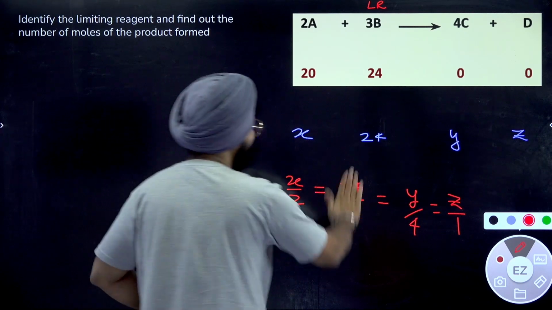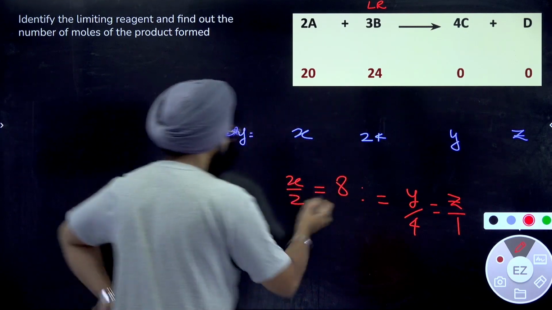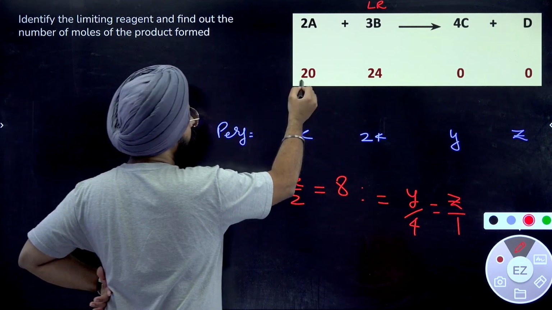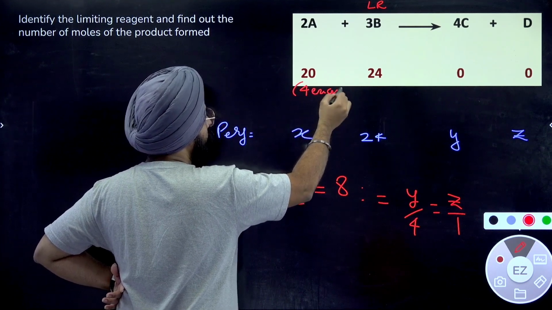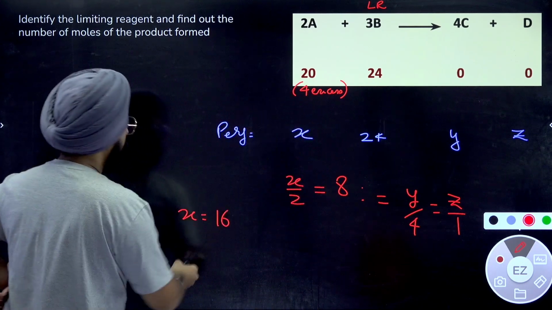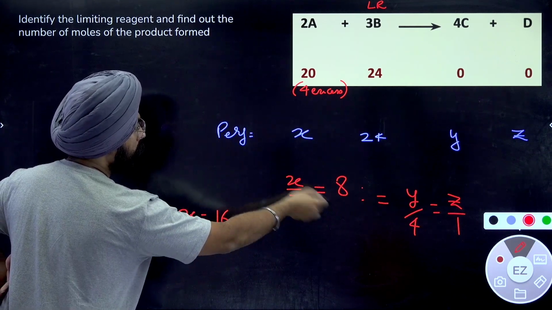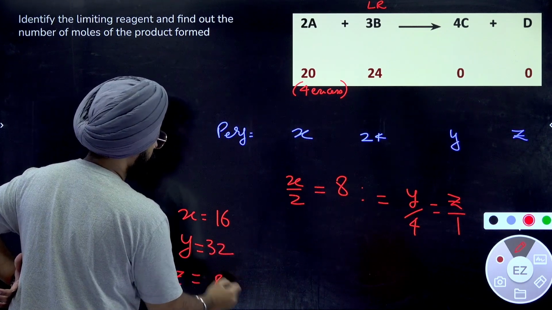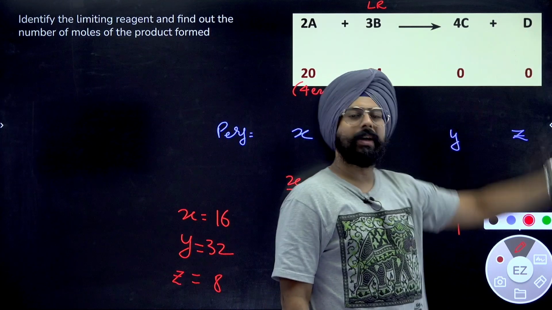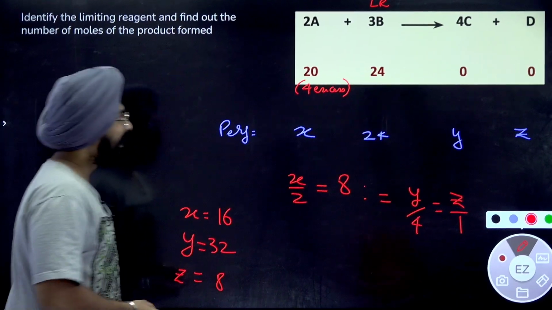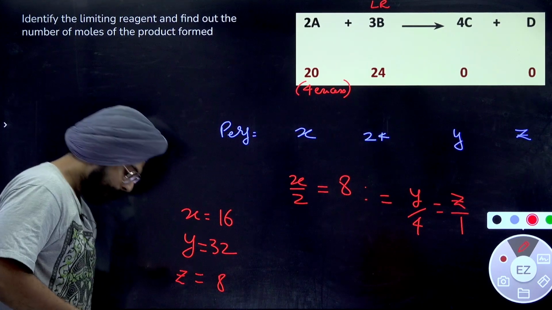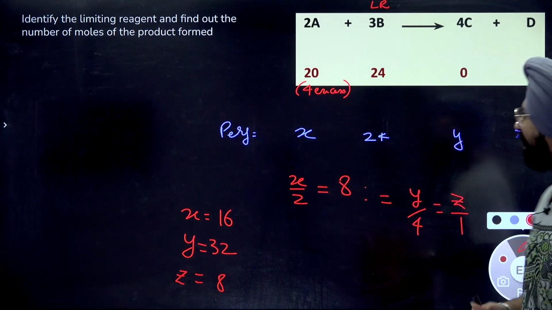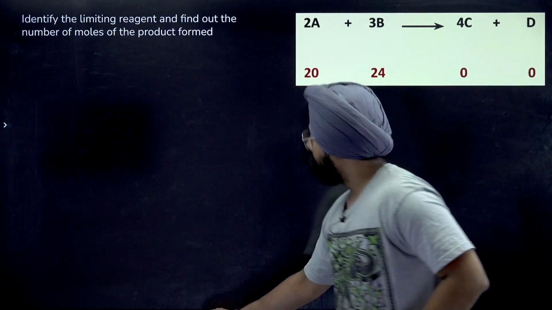Okay, right? This is 8. So from here, X is equal to 16. So basically over here, we have 4 excess moles of A, right? And Y is equal to 32 and Z is equal to 8. So 32 moles of C is produced and 8 moles of D is produced at the end. Done. Nothing complicated over here, I'm sure. It's very simple. Okay, let's go to the next one.